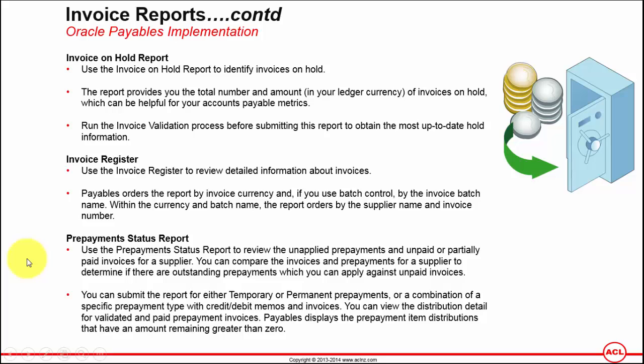You can view the distribution details for validated and paid prepayment invoices. Payables displays the prepayment item distributions that have an amount remaining greater than 0. In summary, this report details all about prepayments, whether they have been applied fully or partly applied, and if prepayments are not applied, then it details information about the prepayment including their distribution details so that you can pick up those unapplied prepayments and potentially apply them to invoices which are due.